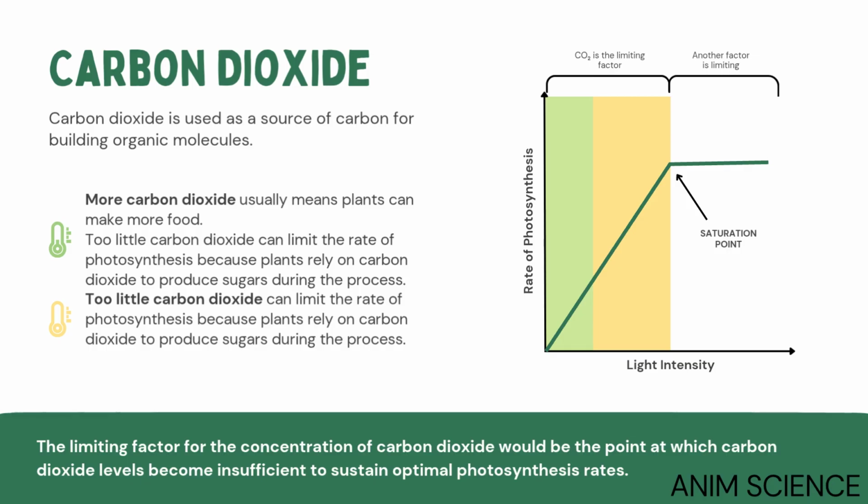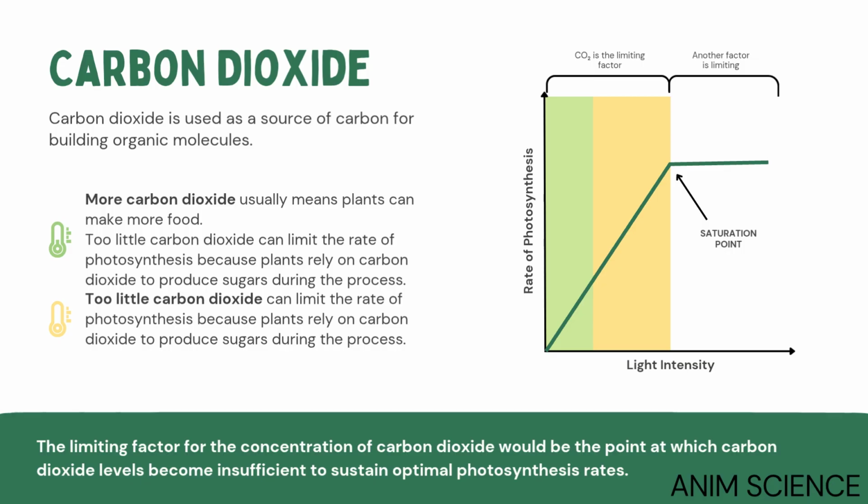On the horizontal axis, we have the concentration of carbon dioxide, and on the vertical axis, we have the rate of photosynthesis. At low carbon dioxide levels, the rate of photosynthesis is very slow. This is because the plant does not have enough carbon dioxide to produce glucose efficiently. As the concentration of carbon dioxide increases, the rate of photosynthesis also increases. This is because more raw material is available for the plant to carry out the process. In this region, carbon dioxide is the limiting factor. That means increasing carbon dioxide directly increases the rate of photosynthesis.